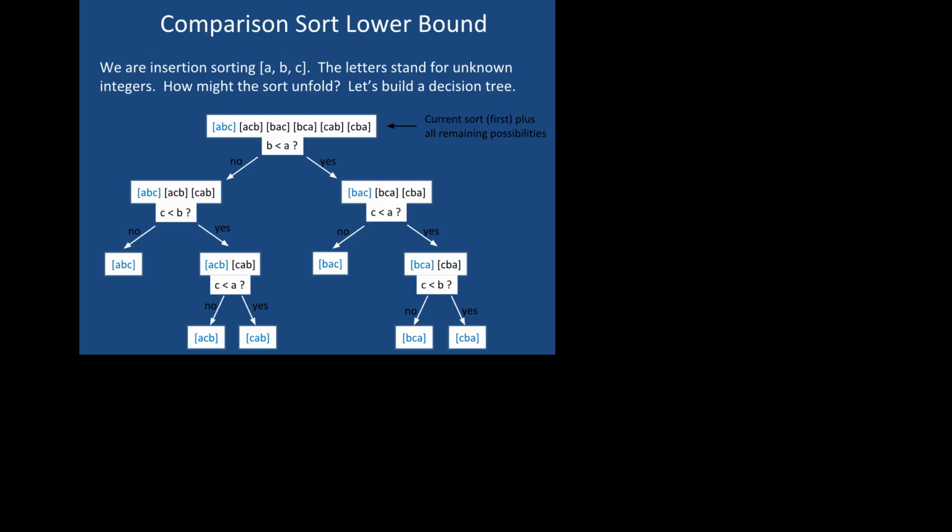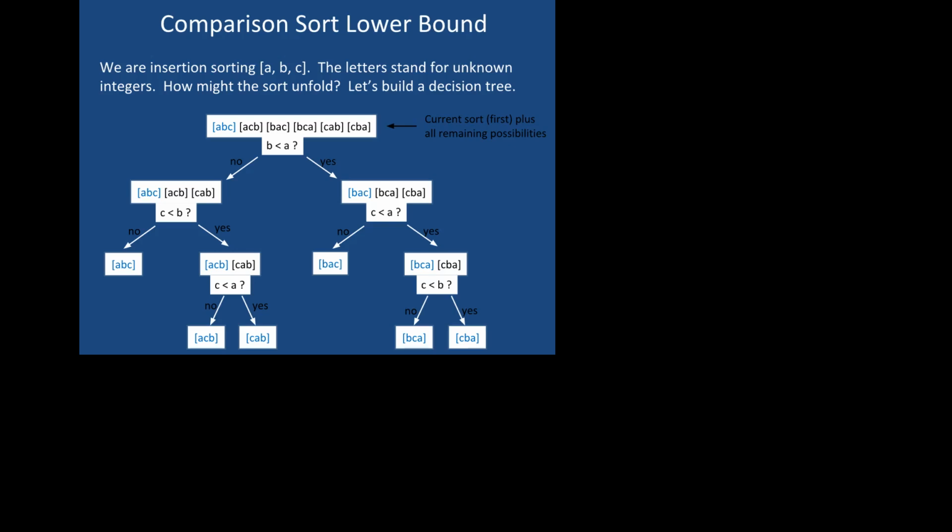But this just captures every possible thing. We're ignoring lots of things about the algorithm, like the index variables being incremented and elements being exchanged. We're just looking at the comparisons. So suppose now we looked at an array of length 4, A, B, C, D. Could we draw a decision tree for that?